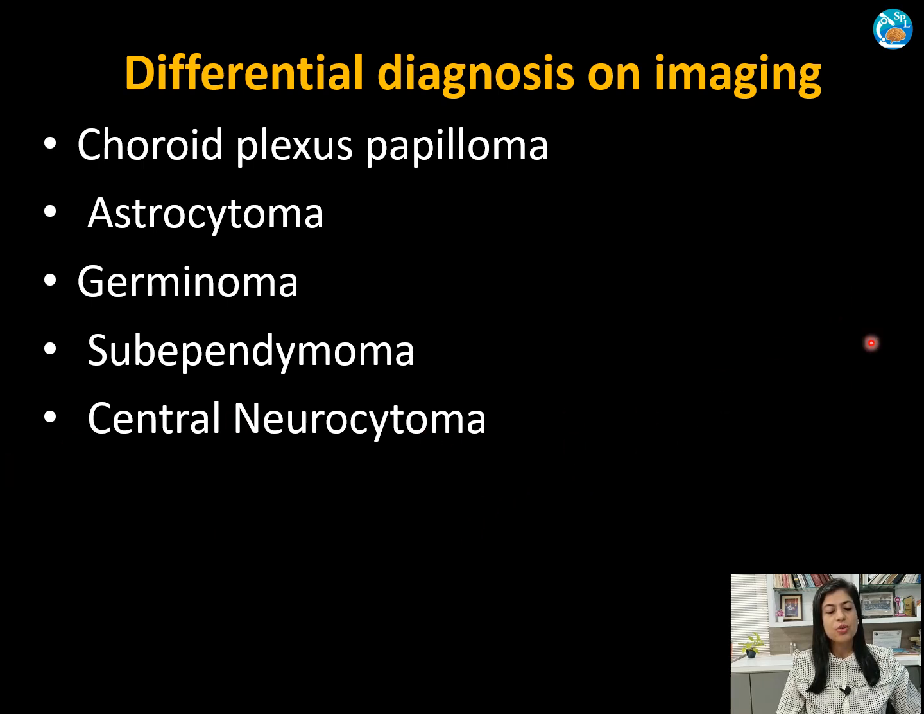Next is the central neurocytoma. These are well-defined, variably vascularized, lobulated masses. Body of the lateral ventricle is more commonly affected than the foramen of Monro or septum pellucidum, and it is commonly seen in young adults.